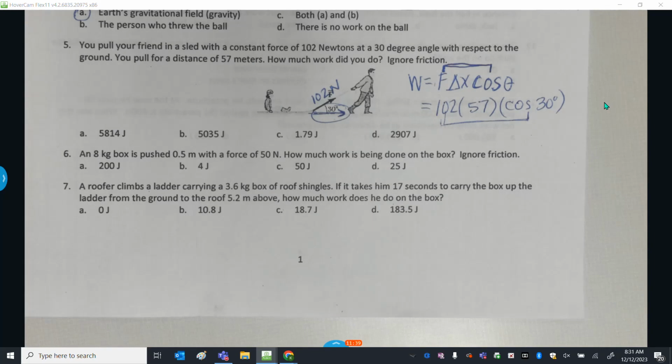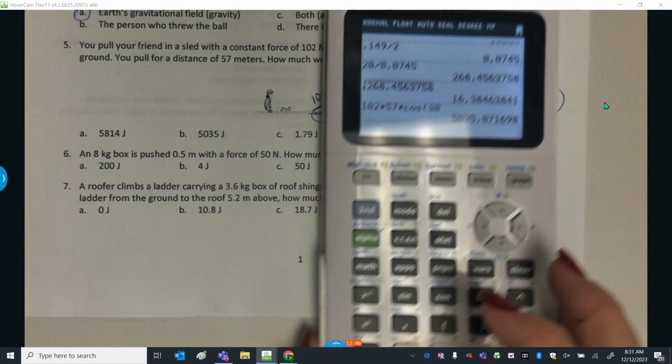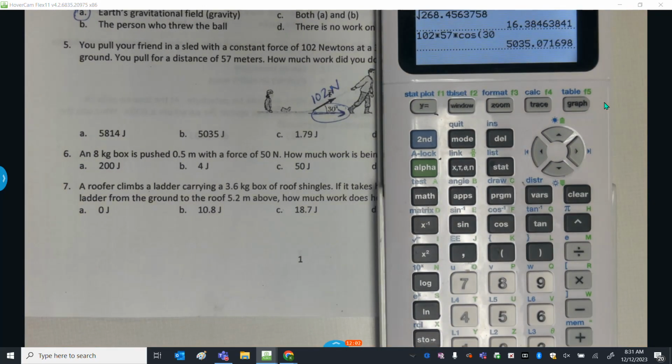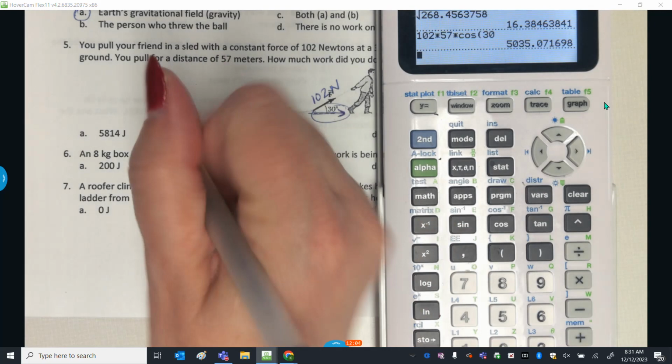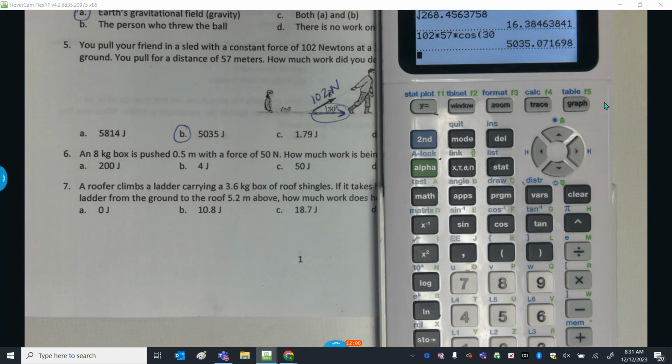So again, you can do it in two steps, or you can do it all right here in one. But just be really careful and make sure you don't forget to multiply by the angle if you're using the number from the question. And make sure also that you're in degree mode on your calculator, otherwise you'll get it wrong. All right, so 102 times 57 times cosine of 30 degrees gives me 5,035.07, which is rounded to 5,035. On the answer choices, that is B.